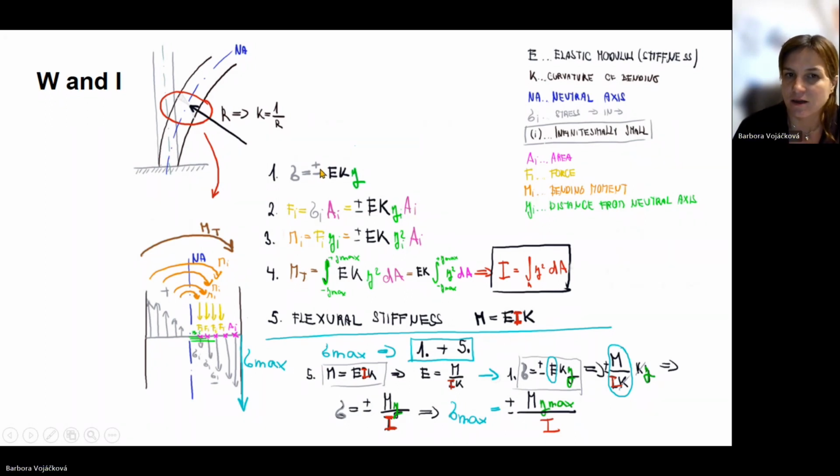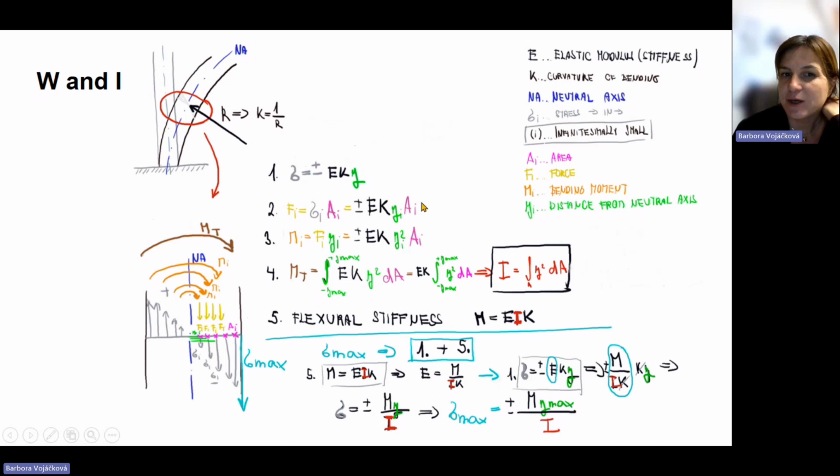When I use these formulas and substitute them into this equation, I get an equation which tells me that the force is equal to the stiffness of the material, the curvature of the stem, the distance from the neutral axis, and the small area on which the force I am computing is applied.